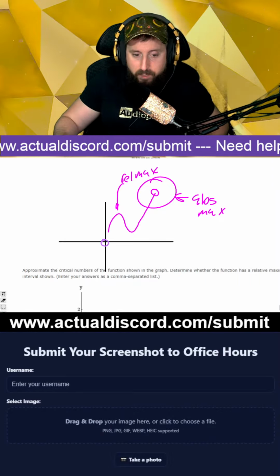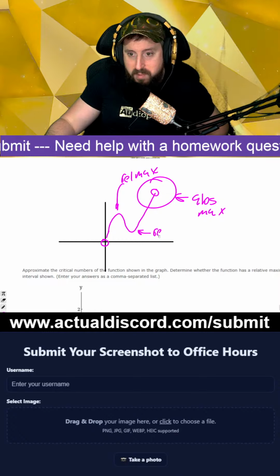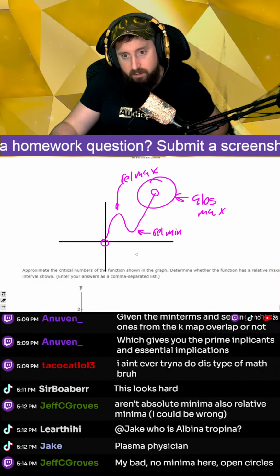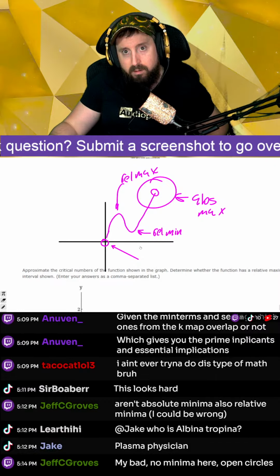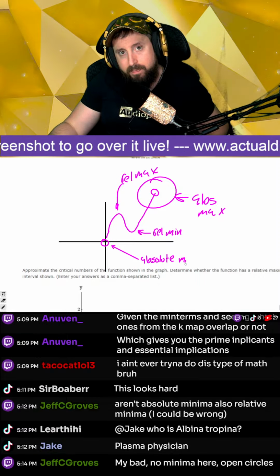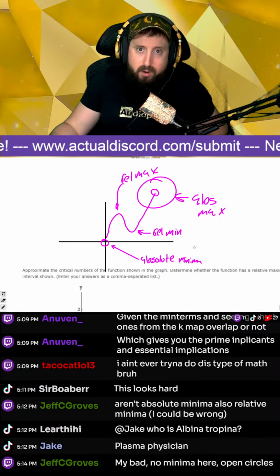But then here's the cool thing. Let's extend this down actually. So this, for instance, is a relative minima, but the absolute minima is here. I see. But it's an open circle. So Jeff says, my bad, no minima here, open circles.